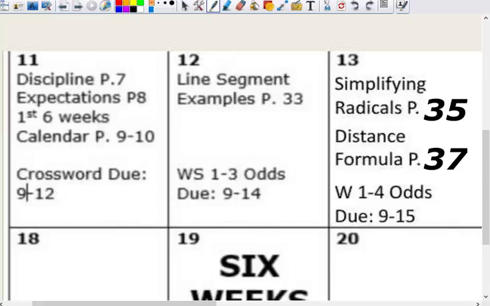For homework, what's your homework going to be? 1 for odds due the 15th. I will try to remind you, but I won't always remember to tell you guys what is for homework. But you should have it written down anyways. So if you ever wonder, do I have homework tonight? Look at your calendar. What's due tomorrow? 1-3 is due tomorrow. Okay.